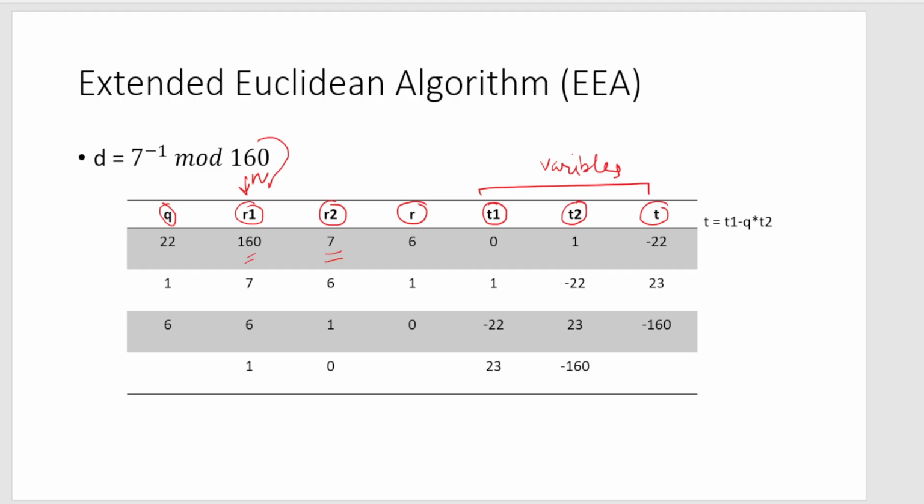One is that you will be using two values, 0 and 1, right? Initially these are the four values you should understand. This R1 will be the domain value, R2 will be the number for which you want to find the inverse, and T1 will always be 0 and T2 will always be 1. There is a mathematical proof for this.